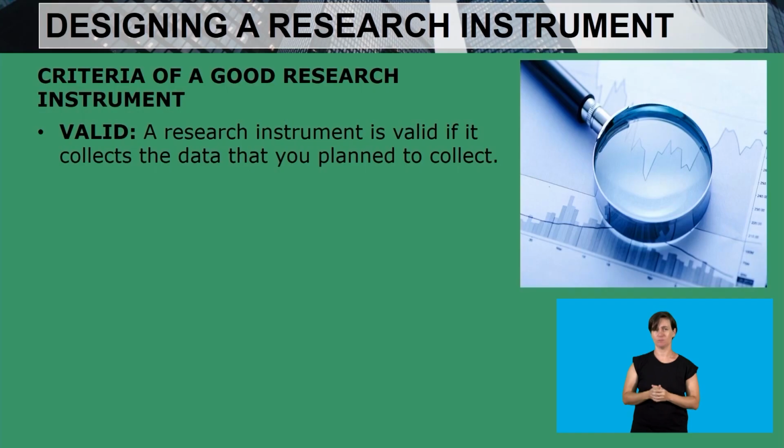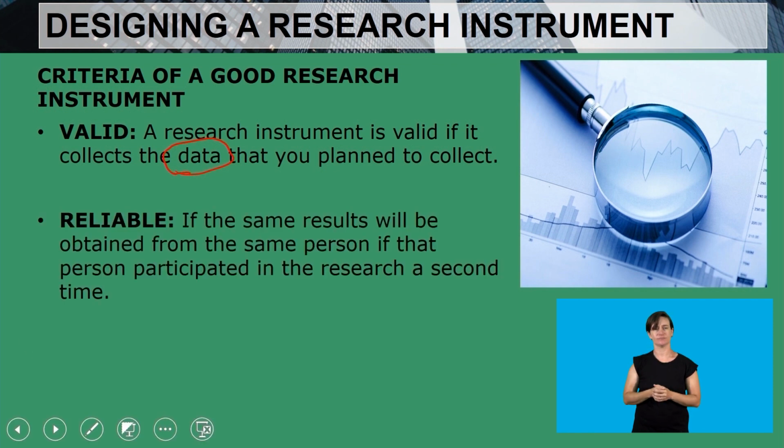So the first thing is that a research instrument should be valid. What do we mean by it being valid? It says a research instrument is valid if it collects the raw information that you planned to collect. I say raw information because data is another word for raw information. So we consider that to be valid.